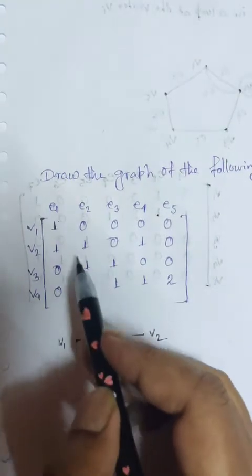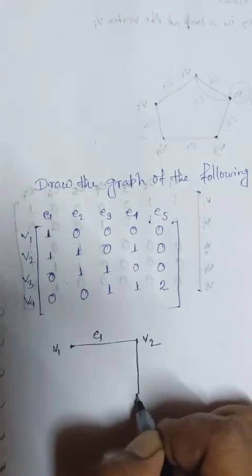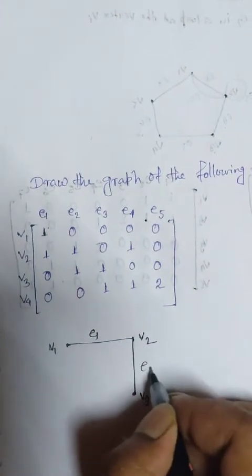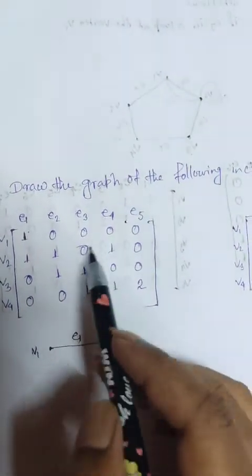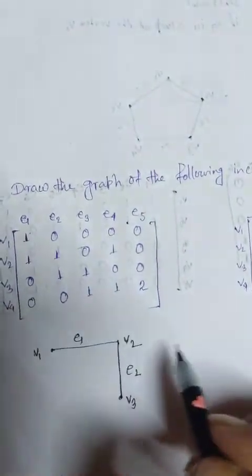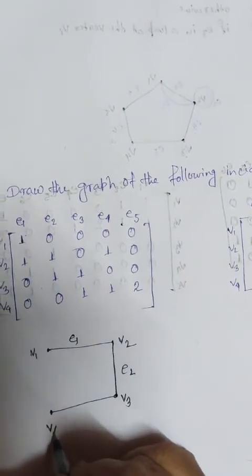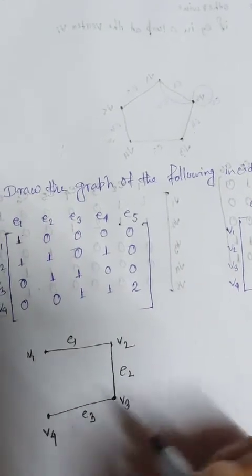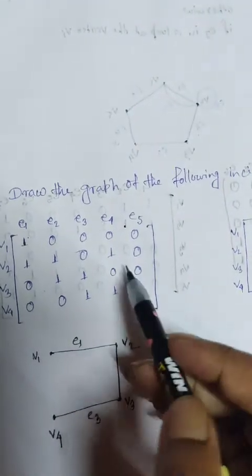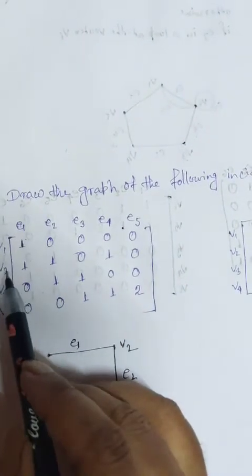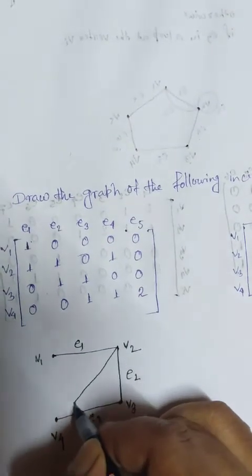Now if we go to the edge E2, that is also incident with V2 and V3. So here we can draw this. This is E2. And now if we go to the edge E3, as you can see, that is also incident with V3 to V4. So we can draw it like this. This is the edge E3, and if we go to the edge E4, we can see here that E4 is incident with the vertex V2 and V4. So that means we can draw it like this.